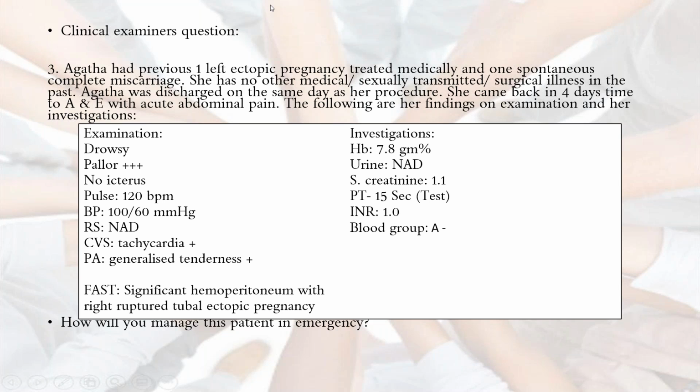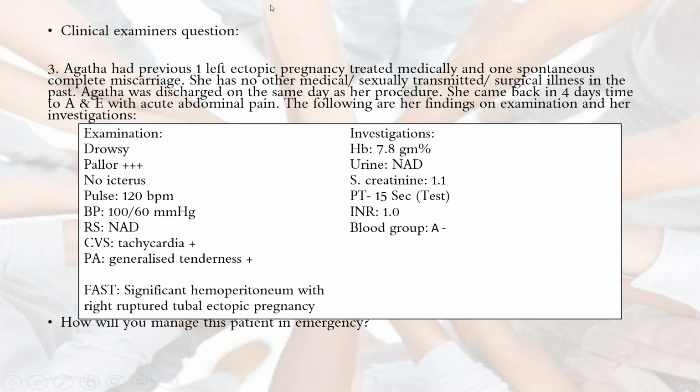Four days. Rosie Boiler. Temporary general treatment. Hemoperitoneum with right ruptured tubal ectopic pregnancy.